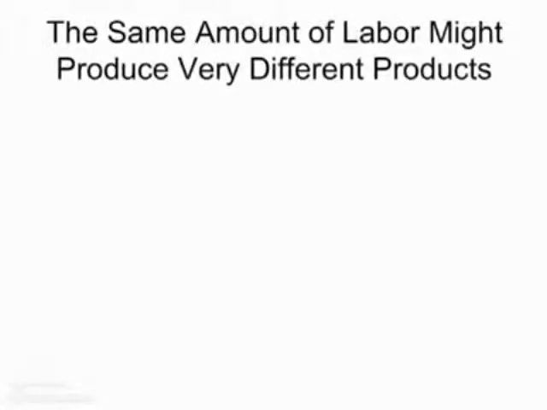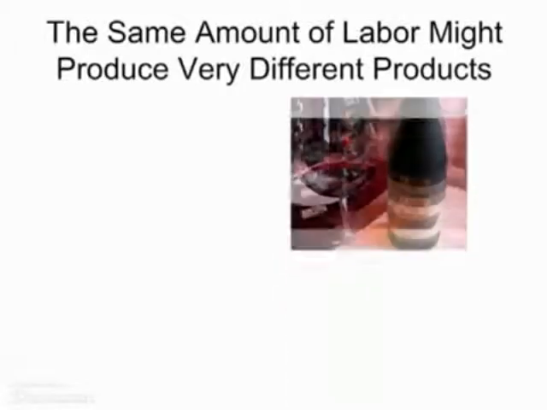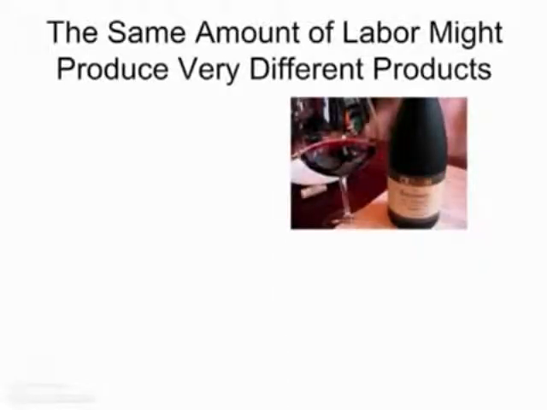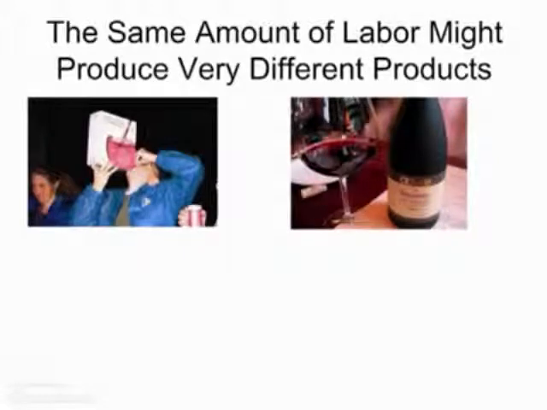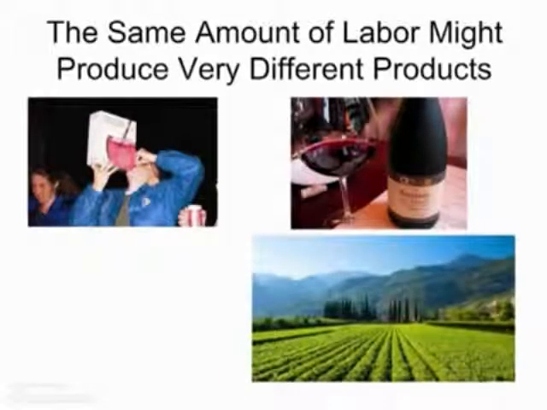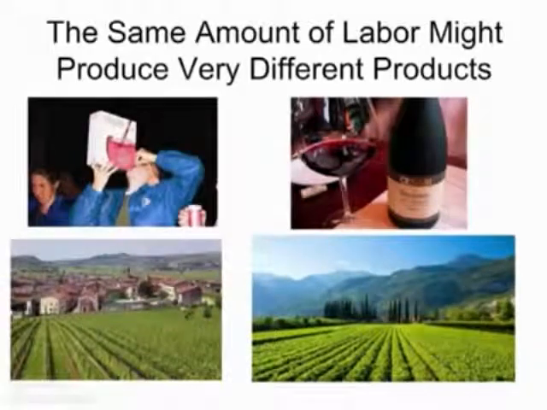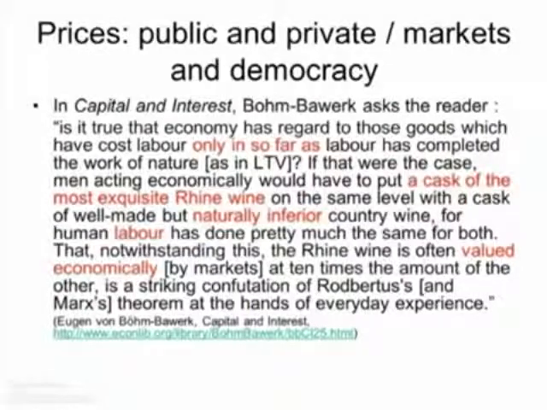Now, of course, the same amount of labor might produce two very different products. You could have a very nice, fine wine or a very cheap wine that people won't pay very much for, and they might both be produced with the exact same amount of labor, just on different land. So this again brings us back to that question of land and the value of land. And here's a quote by von Böhm-Bawerk, which essentially makes the same point about very fine wine and inferior wine and how they could be produced using the same amount of labor.